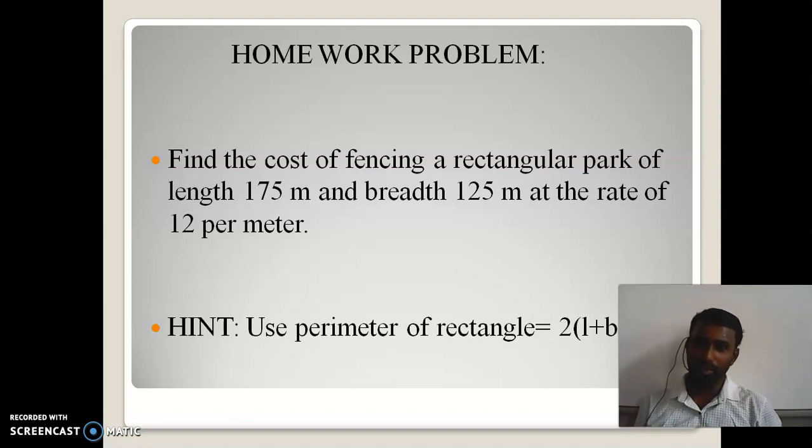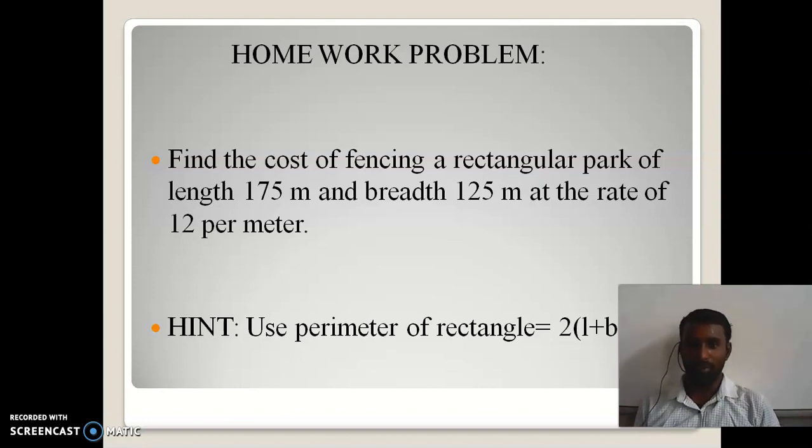So how do we find the length? I'll give a hint. First, use the perimeter of the rectangle. What is the formula for the perimeter of the rectangle? 2 into (L plus B). L means the length of the rectangle, that means the high value, the maximum value. Next, B, breadth, means the shorter side, okay.